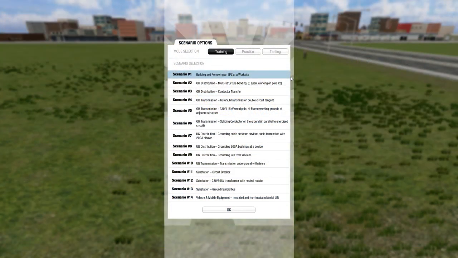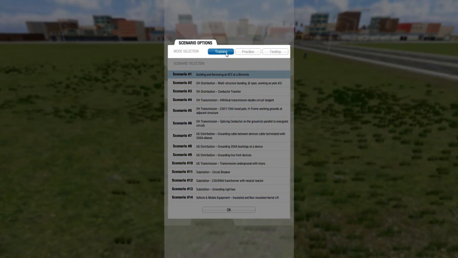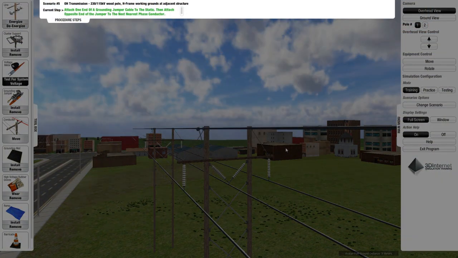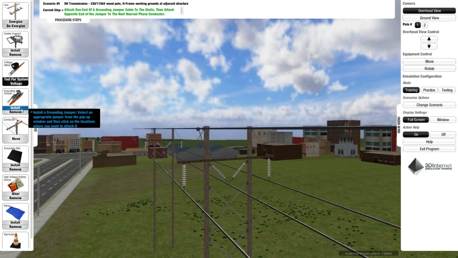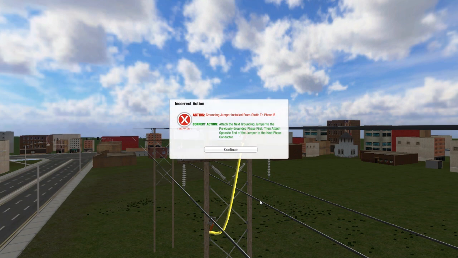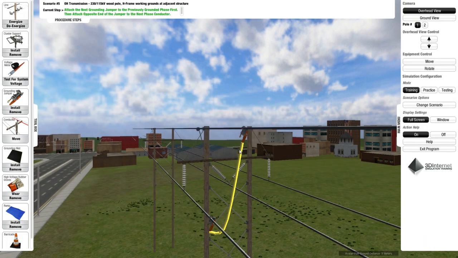The simulator operates in 3 modes: training, practice, and testing mode. In training mode, the user is prompted to the correct action by text on the screen. This is where trial and error learning takes place. If the user performs the correct action, the simulator moves to the next step in the procedure. If the wrong action is attempted, the user is required to try again.